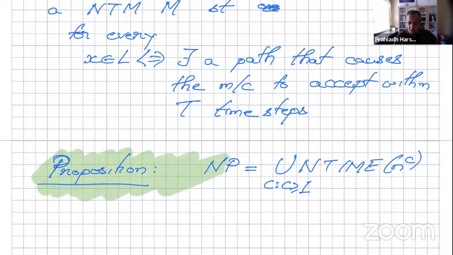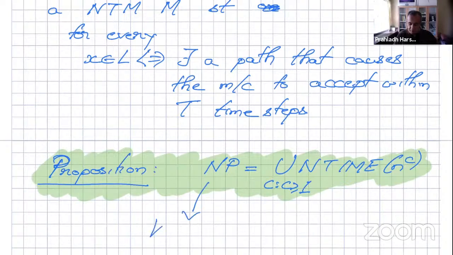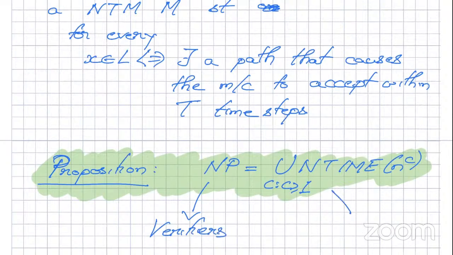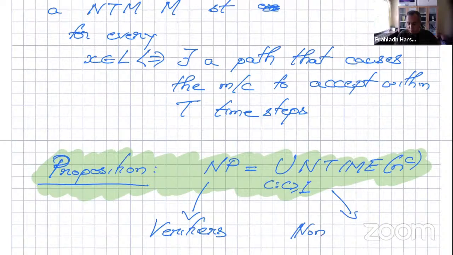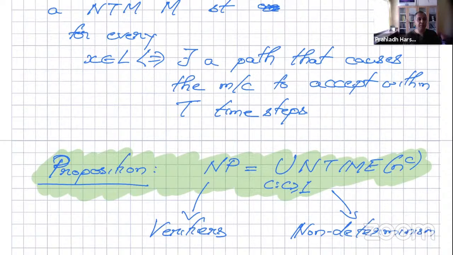So I gave you one definition. The way we defined NP was not in terms of non-determinism. This definition is in terms of verifiers. This path is the proof that the verifier is verifying. Yeah, so we have to prove both directions. So if there is a path that causes it to accept, certainly that path is what I can give as the witness.